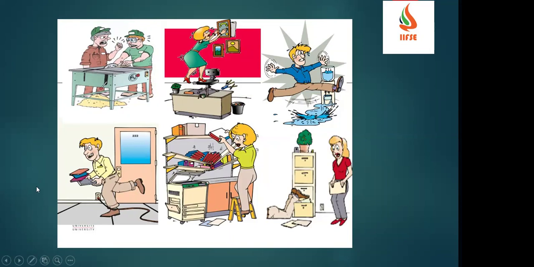Also, heat is an invisible hazard. Some of the pipelines got heated up, or electrical cables got heated up, or some of the insulation got damaged, or they forgot to insulate the hot surfaces. Hot surfaces are also invisible hazards on our shop floor.